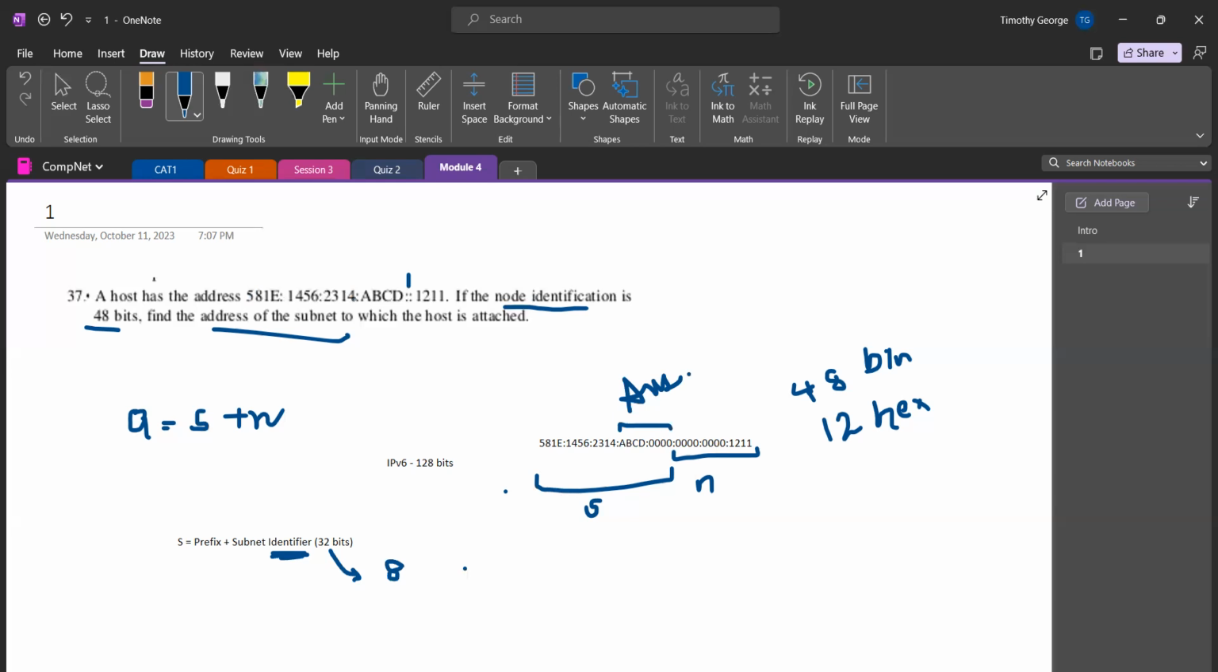So they gave us an address, they gave us the node identification, 48 bits or 12 in hex. We found how much is the node, we have found how much is the subnet. Then they're asking to find the address of the subnet to which the host is attached. That means they want the identifier without the prefix. The identifier is typically 32 bits, which is 8 in hex, and we have taken those 8 digits from the subnet part. So that is the answer. Okay.